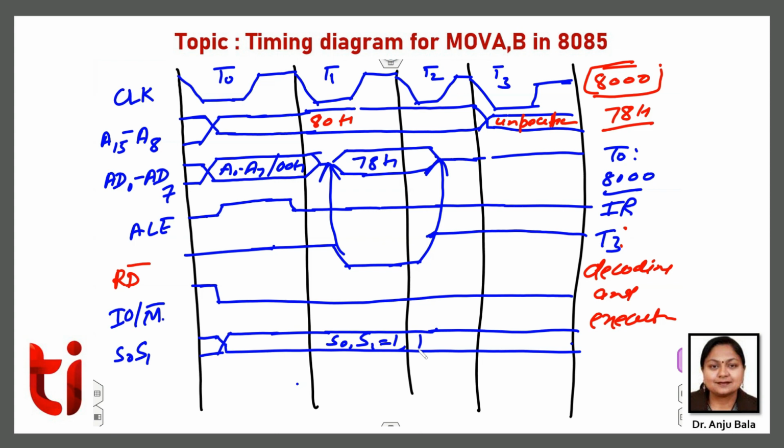So this is the timing diagram for the MOV instruction, and you can design any timing diagram for a 1 byte instruction. Thank you for watching this video. In the next video, we'll study how to design a timing diagram for MOV M, any register, for example, the B register.